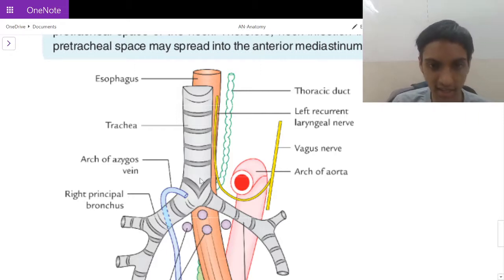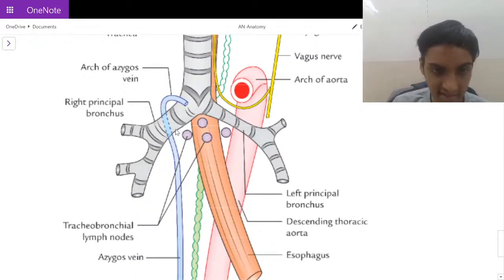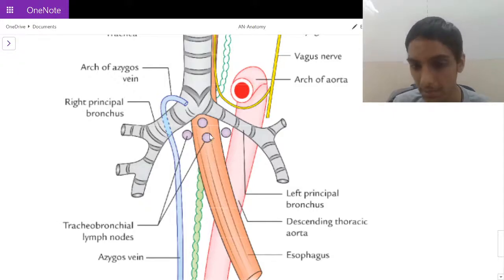This is the trachea anteriorly, esophagus posteriorly. Here we have the vagus and the recurrent laryngeal. This is the thoracic duct, aortic arch. Then this is the azygos vein. These are the tracheobronchial lymph nodes. We have superior and inferior parts of the tracheobronchial lymph nodes.